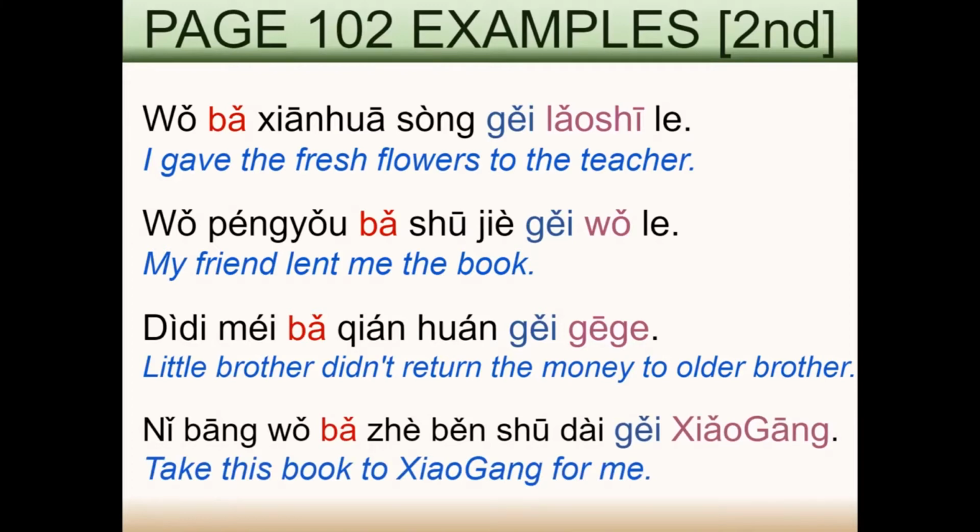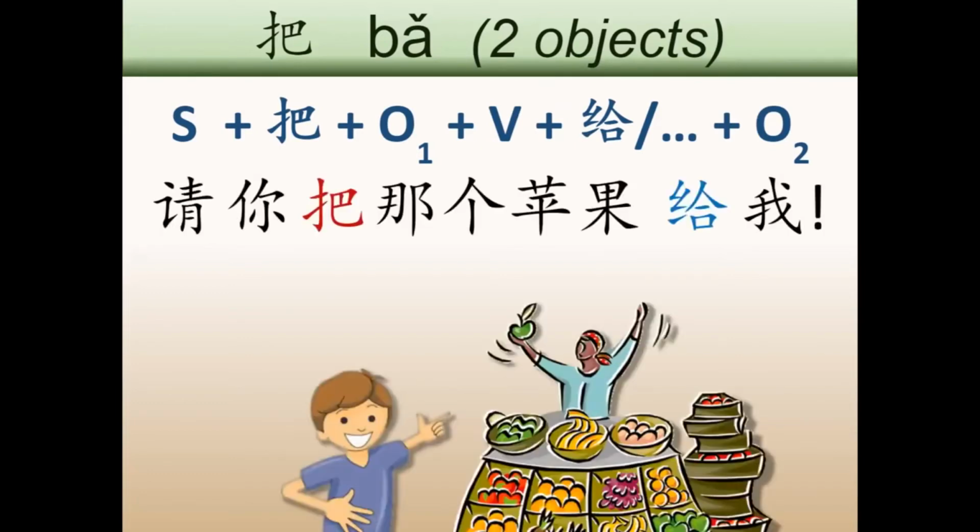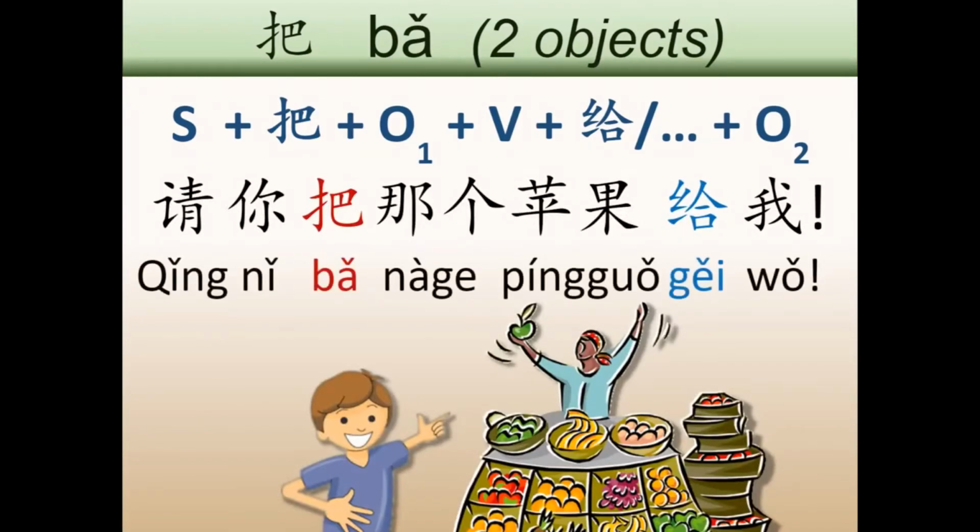In these four examples, we have 给 to introduce the indirect object. So in every sentence, we have two objects. The direct object, after the 把 particle, and the indirect object, after the 给 verb. So we'll have this structure. Subject, 把 particle, object 1, direct object. Then we have a verb. And then we have 给 or some other options with the second object, indirect object. Another example: 请你把那个苹果给我. Please give me that apple.